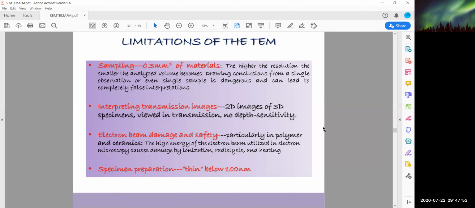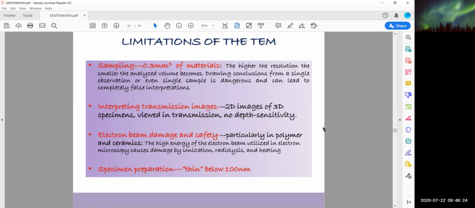Okay, and then interpreting transmission images: 2D images of 3D specimens viewed in transmission, with no depth sensitivity. This may also be an issue. Electron beam damage and safety, particularly in polymers and ceramics. The high energy of the electron beam utilized in electron microscopy causes damage by ionization, radiolysis, and heating. Okay, these are the damaging parameters.